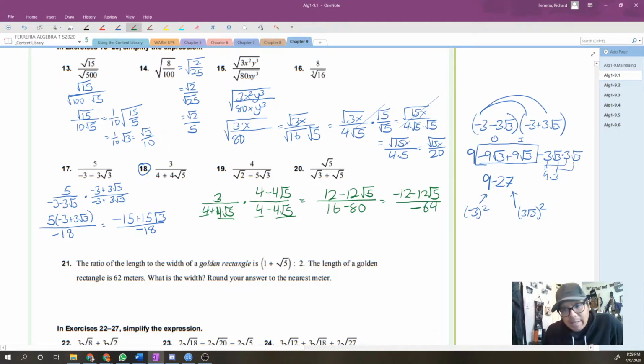And as I'm looking at this, everything here can be divided by 2. So why don't we divide everything by 2? No, everything can be divided by 4. Why don't we divide everything by 4? 12 divided by 4 is 3. 12 divided by 4 is 3. 64 divided by 4 is 16. There you have it.